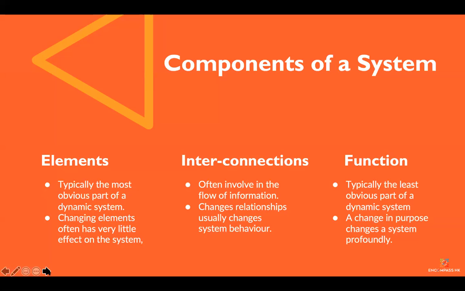So elements is typically the most obvious part. It has very little effect on the system. Interconnection, if you change the relationship between, like what Vivian said, health or city, depending on connectivity, walkability, you change the system. But really, if you change the function, it changes the system profoundly. So in system thinking, a lot of the time, we look at how we change the system so it can change the ultimate function.